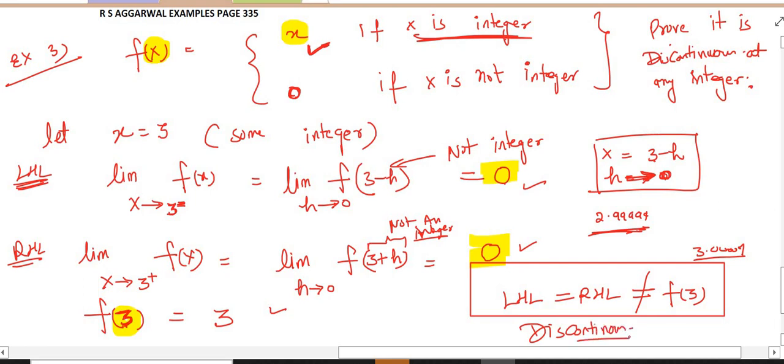Fine. So this I checked for the number 3. We can do this similarly for any general number n, easily in the same way. I hope you can try it on your own.